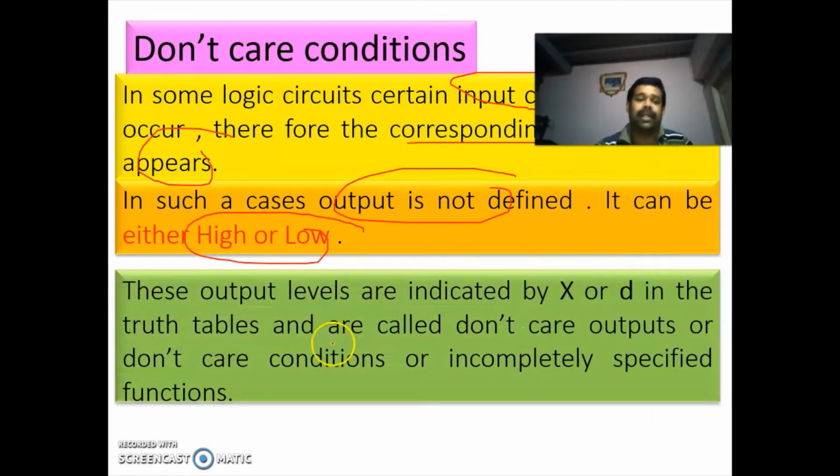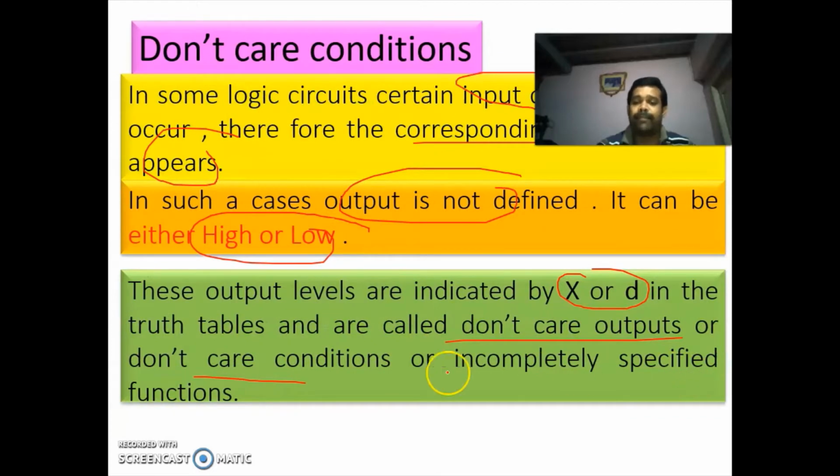These output levels are indicated by X or d in the truth tables, and they are called don't care outputs. So these unspecified outputs are indicated by X or d in the truth table and are called don't care outputs or don't care conditions or incompletely specified functions. They are also called incompletely specified functions or don't care outputs or don't care conditions.